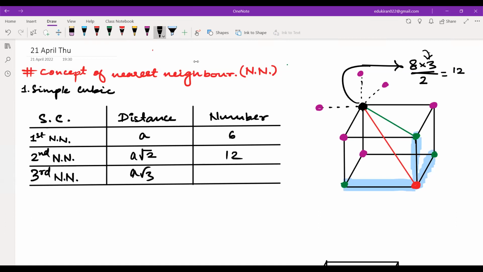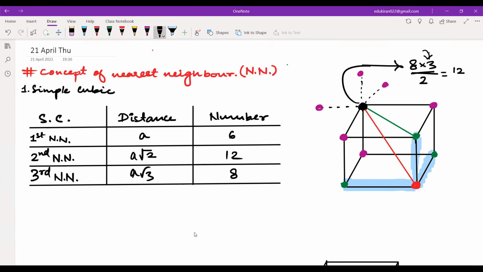Now, in one unit cell, it is connected to one atom. Now, this atom is present in 8 different unit cells. That is why it will have 8 third nearest neighbors, which will be A root 3 distance away. Fine? Yes or no? Tell me. Shall we move ahead? Yes, sir. So remember this.